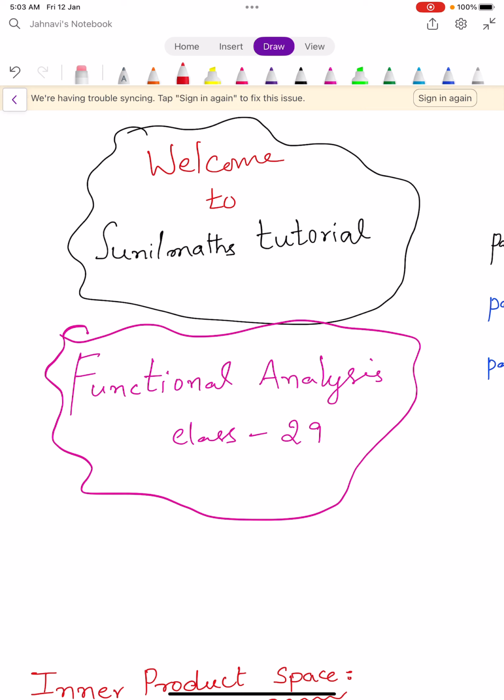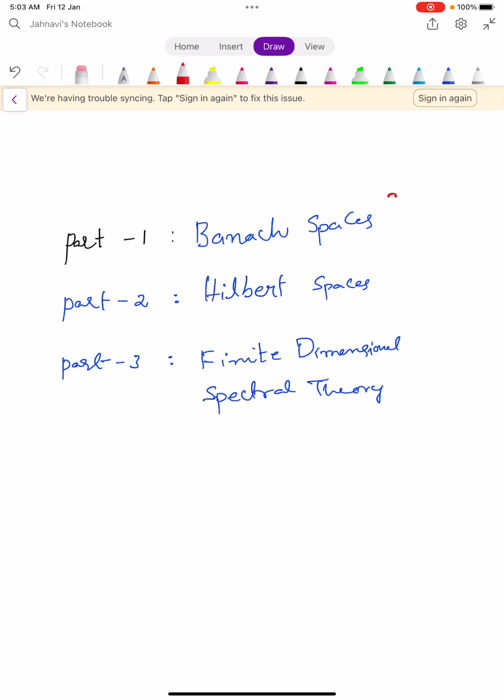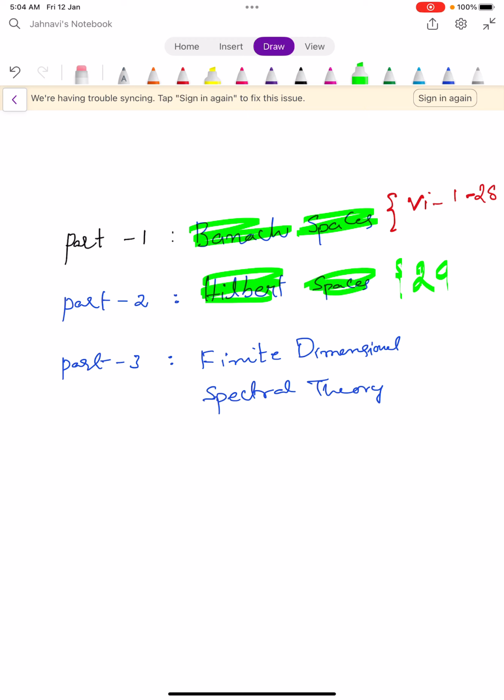From this video, we learn Hilbert spaces. Let us see the outline. In part 1, from video 1 to 28, we discussed Banach spaces. In part 2, from today onwards, from video number 29, we learn Hilbert spaces. And in part 3, we learn finite dimensional spectral theory. Up to now, we have completed our videos up to part 1, Banach spaces. From this video, we learn part 2, which represents Hilbert spaces.